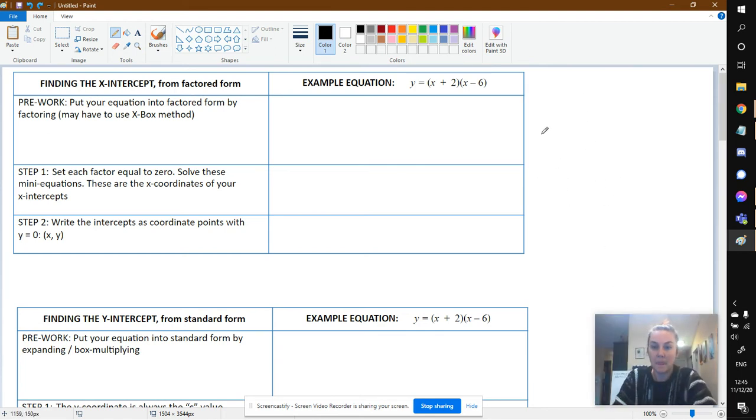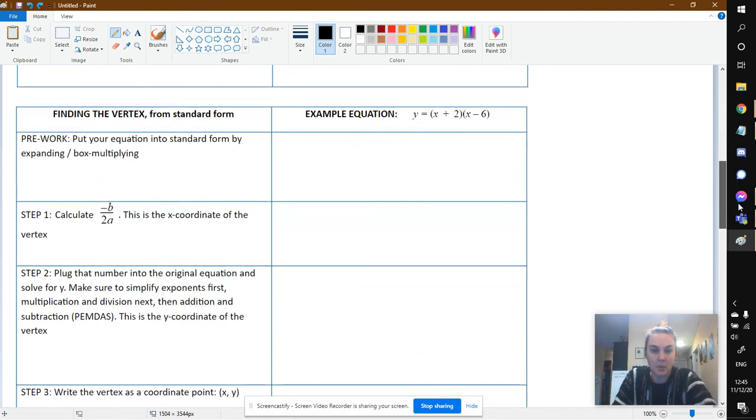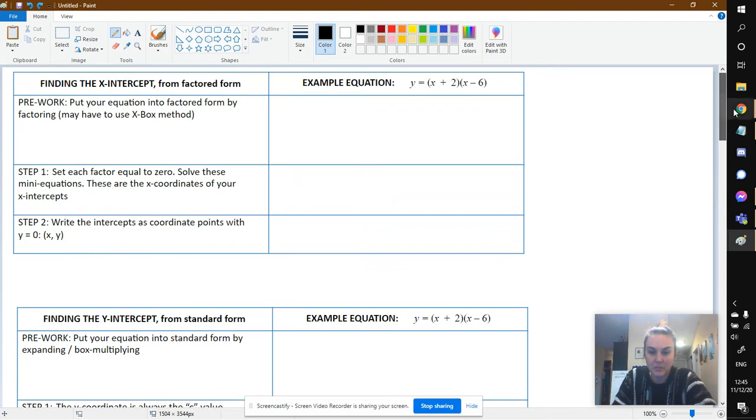Let's go through it. I've got an example equation, which is y equals (x plus 2)(x minus 6). I'm going to find the 4 points for this equation. This is on your assignment for today. If you want, you can take these notes alongside me on your own version, and then you can try it yourself right underneath using these steps. Let's go for it. First things first, we'll find the x-intercepts.